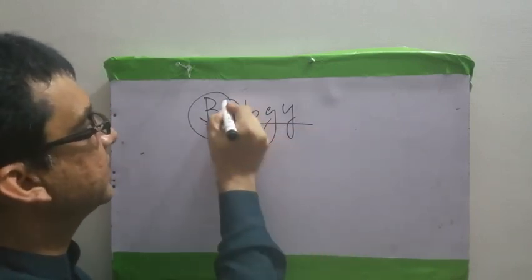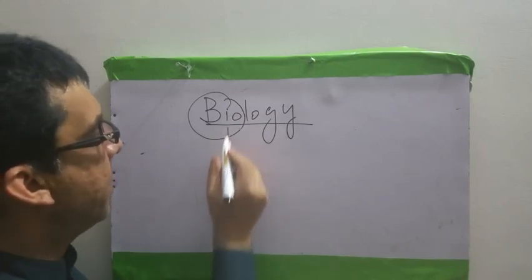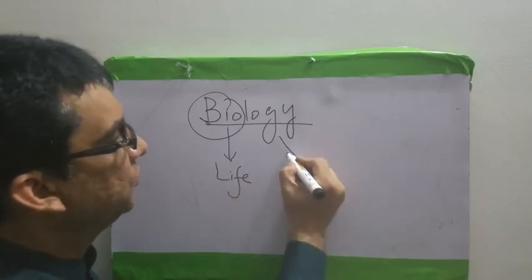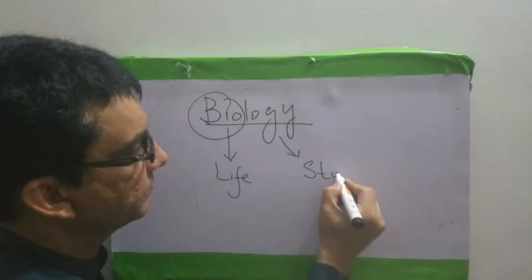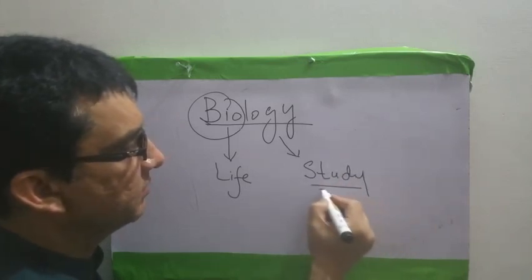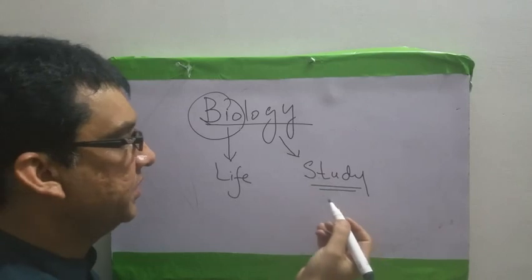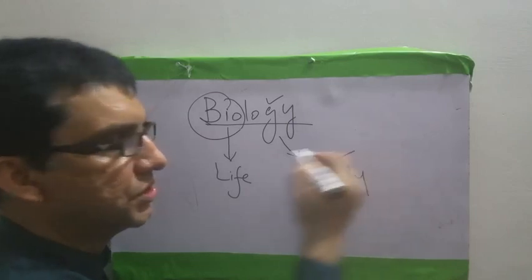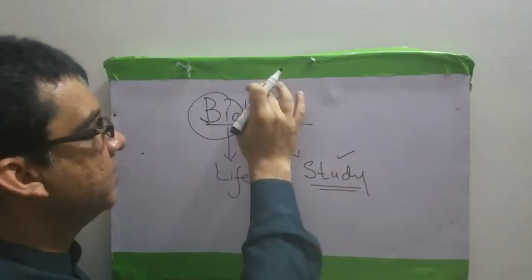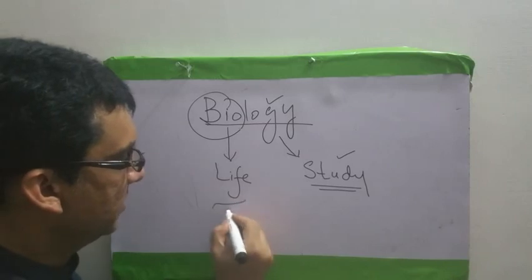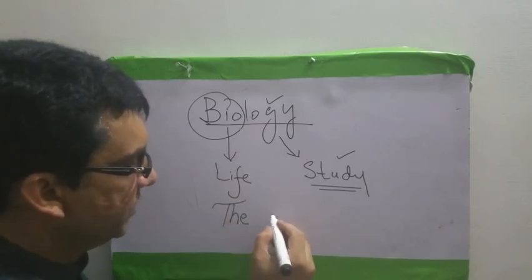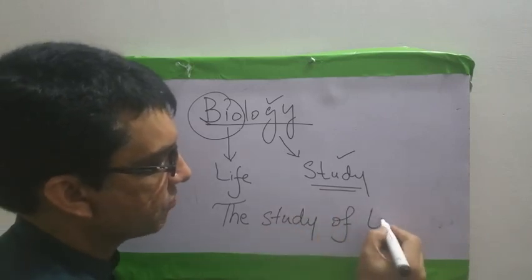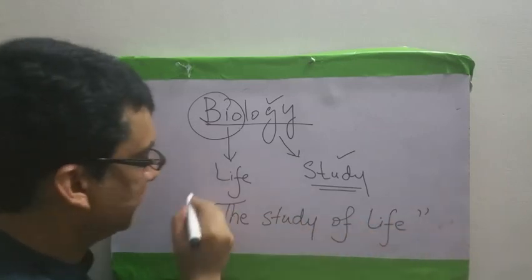Actually, biology is the combination of two Greek words. Bio means life, and logi means study. To study something, reasoning, knowledge, that is the meaning of logi. So how will we define biology? Biology is the branch of science in which we study about life. So the study of life is called biology.